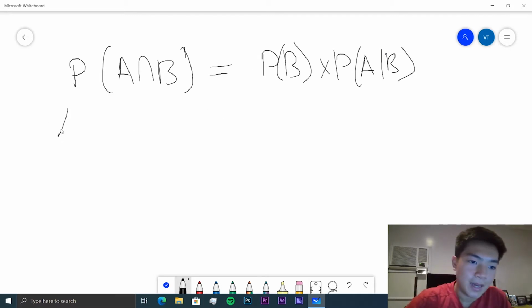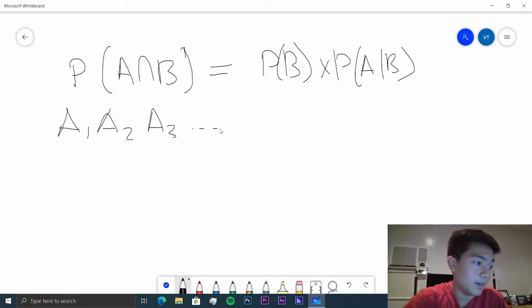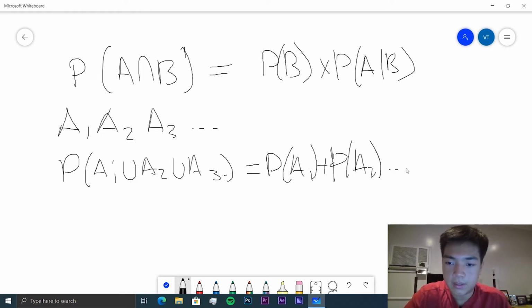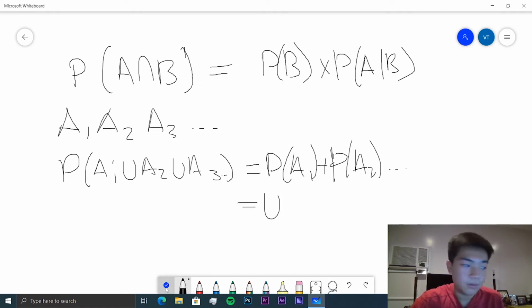And so therefore, if we have a set of mutually exclusive events, just A1, A2, A3, and so on, and of course the probability of A1 union A2 union A3 and so on is equal to the sum of their probabilities, probability of A2 and so on, and they are exhaustive events, which means that if two events are exhaustive, that means that this union is equal to 1.